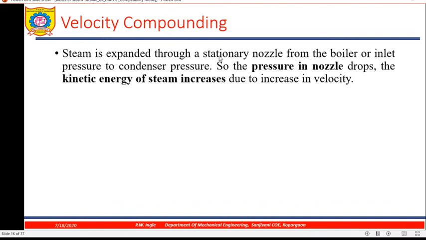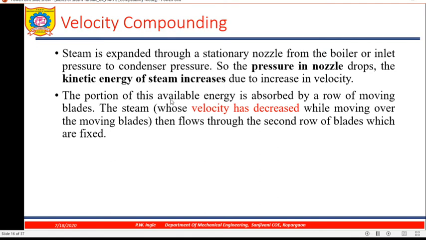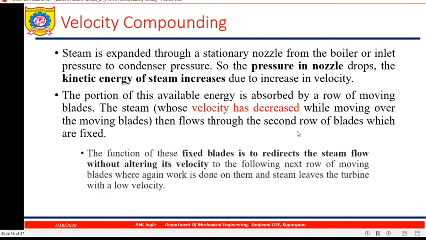Steam is expanded through the stationary nozzle from boiler or inlet pressure to condenser pressure. So the pressure in the nozzle drops and the kinetic energy of the steam increases. Initially the steam expansion takes place in the nozzle, so pressure is converted into kinetic energy. A portion of this available energy is absorbed by the row of moving blades. Then it flows to the second row.